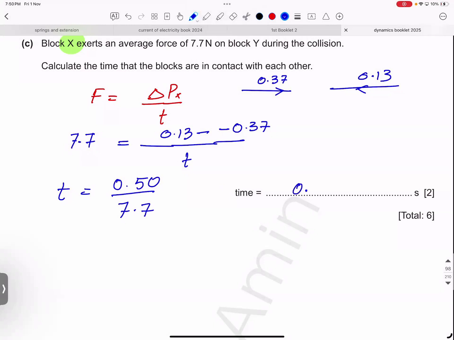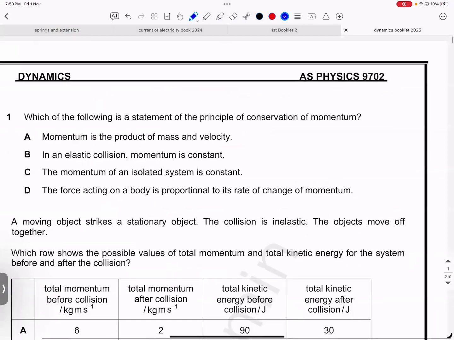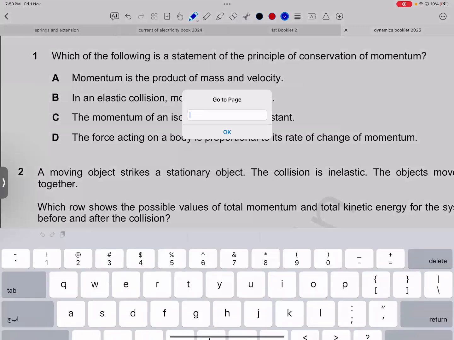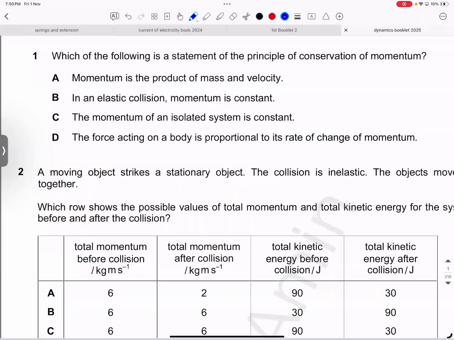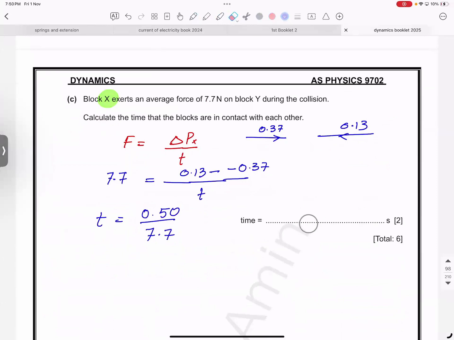Sorry? What page number are we solving? 97. Page 97, right? Okay, thank you. 0.065.